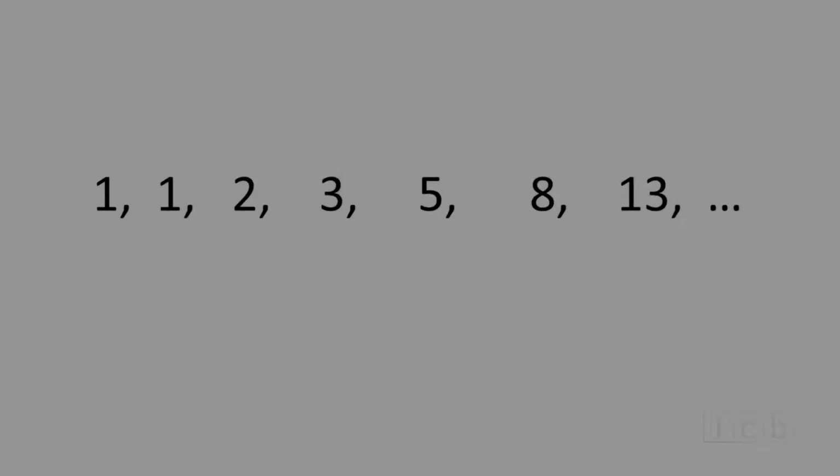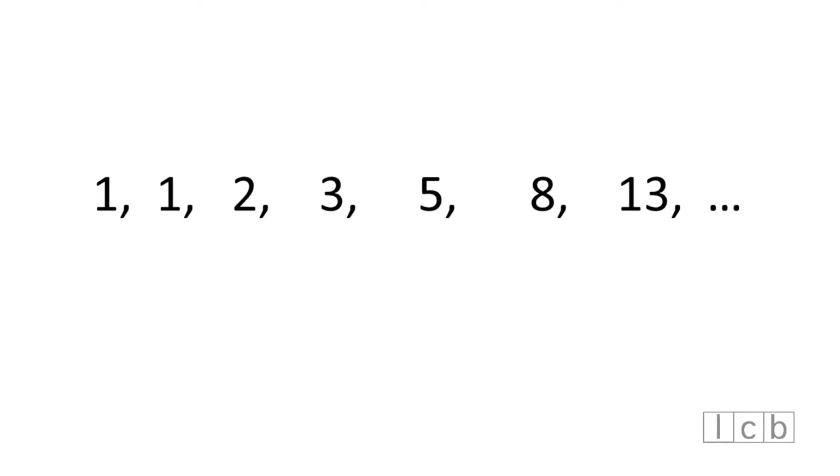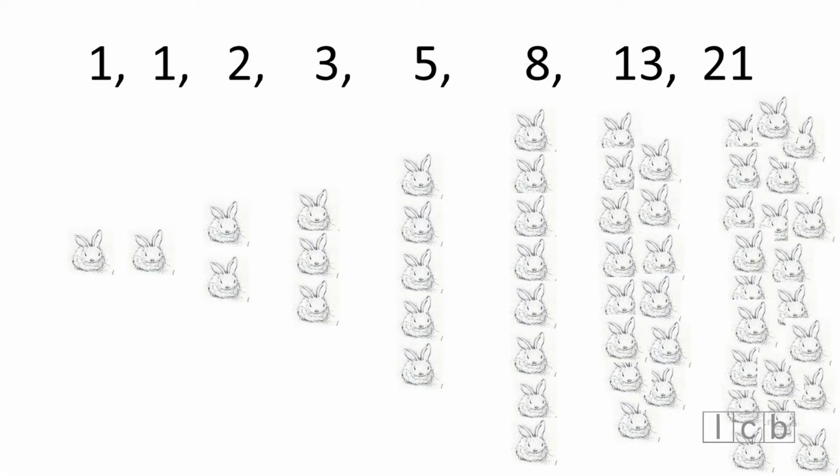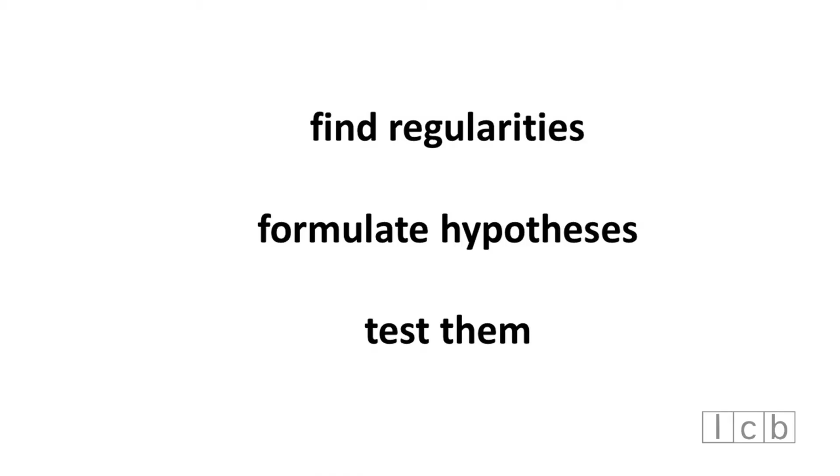Another example. Which number completes the sequence? 1, 1, 2, 3, 5, 8, 13. That's right, it's 21. We're talking indeed about the renowned Fibonacci sequence. Every number is the sum of the 2 preceding ones. Problems like this challenge our ability to define regularities, to formulate hypotheses, and to test them.